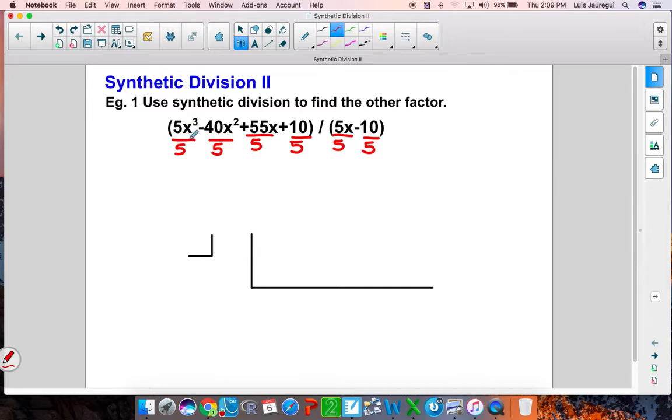Now notice 5x cubed divided by 5 just becomes x cubed. Then negative 40x squared divided by 5 becomes negative 8x squared. 55x divided by 5 becomes 11x. And 10 divided by 5 becomes 2. So that's your numerator. And then in terms of the denominator, we have 5x divided by 5, which is just x, and negative 10 divided by 5, which is just negative 2. Now notice that we have a leading coefficient of 1. Thus, we can use synthetic division.